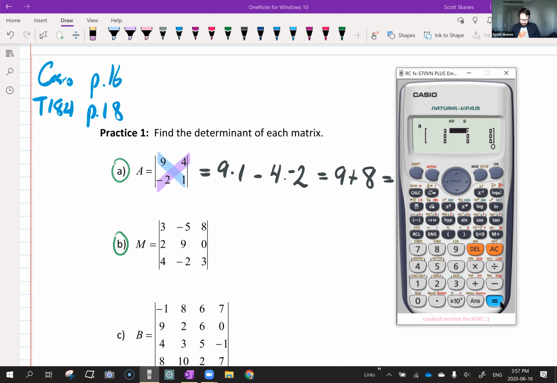So you have 3, -5, and 8, 2, 9, and 0. Then I have 4, -2, and 3. Yeah, your answer is right. And then you want to hit AC to save it.